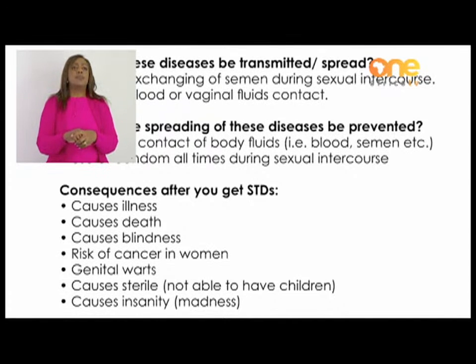Let's now look at how we can prevent the spreading of these diseases. How can the spreading of these diseases be prevented? You can prevent the spreading of these diseases by avoiding contact with body fluids such as blood, semen, vaginal fluids, and many more. Another way of preventing the spread of these diseases is by using condoms at all times during sexual intercourse, or to make it short, by condomizing.